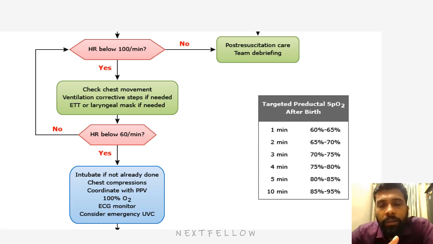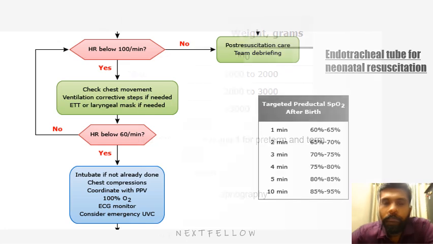Chest compressions you have to do in the ratio of 3:1. That is 90 chest compressions plus 30 ventilations in a single minute. And afterwards, if you are already doing chest compressions, it is always better to intubate.